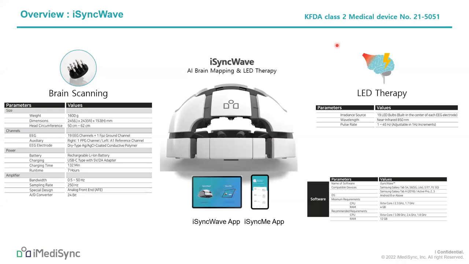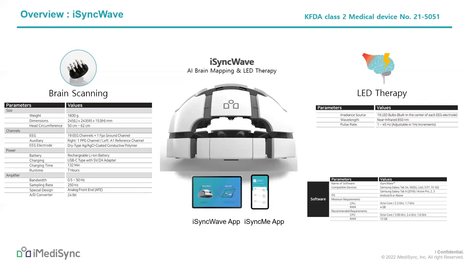As a LED therapy device for transcranial photobiomodulation, there are 19 LEDs inside the headset, while each LED is in the center of the 19 standard electrode positions, respectively. Each LED can be modulated independently from 1 to 45 hertz. We can target a specific area or network with a specific frequency based on the patient's brain mapping.